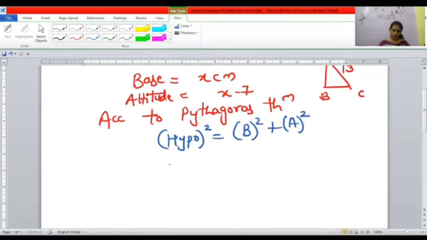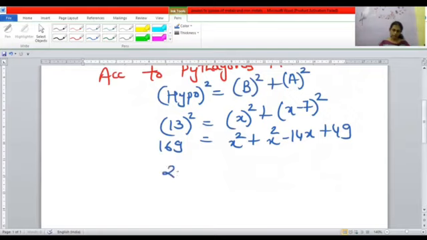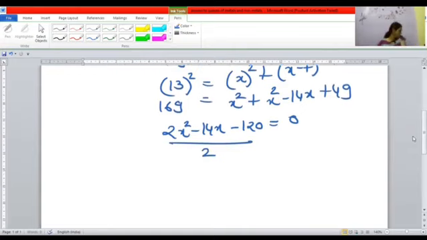So I'm going to note it down. 13 square is x square plus x minus 7 the whole square. So it is x square, open the bracket, x square minus 14x plus 49. Here we are getting 169. So shift all the things, then you are getting 2x square minus 14x minus 120, that comes out to be 0. So divide this equation by 2 to make it even simpler, right? It is x square minus 7x minus 60 is equal to 0. Again, we are landing up with our quadratic equation.